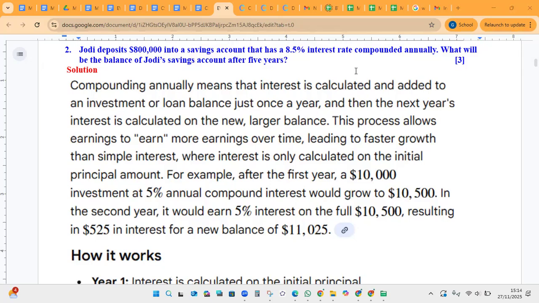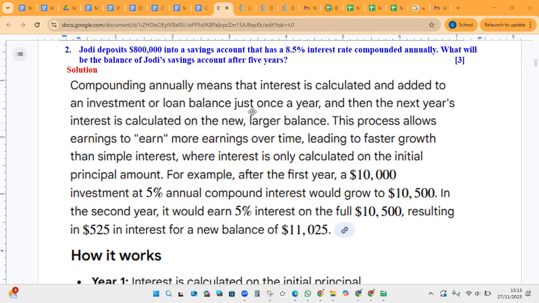Okay, but before we go to the actual calculations, let us do a little reading about compounding annually specifically. It says compounding annually means that interest is calculated and added to an investment or loan balance just once a year. So after a year has been completed, then interest will be added. And then the next year's interest is calculated on the new larger balance.